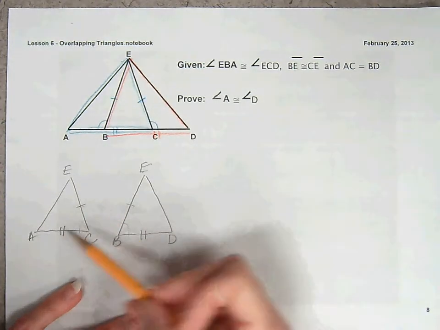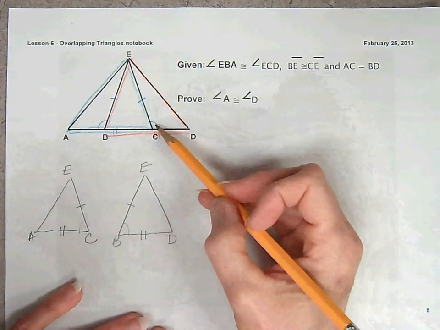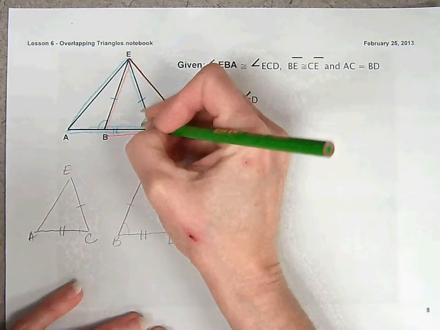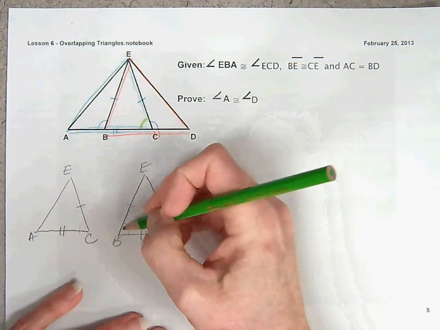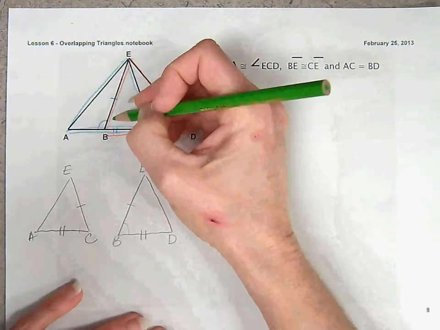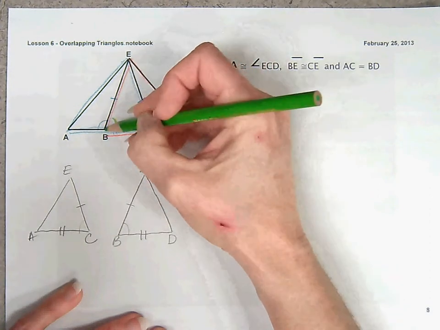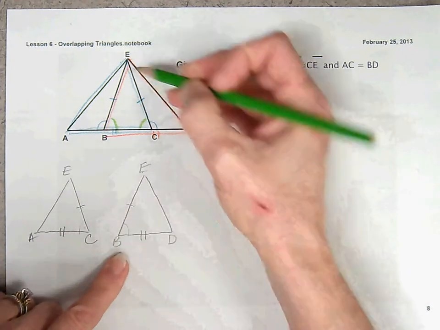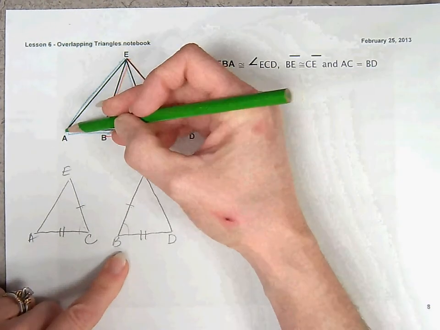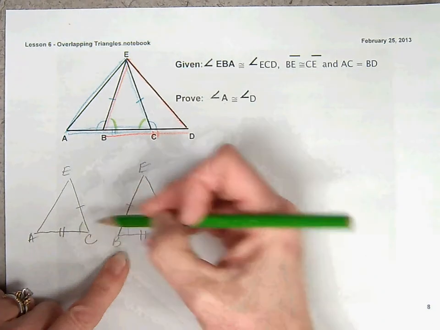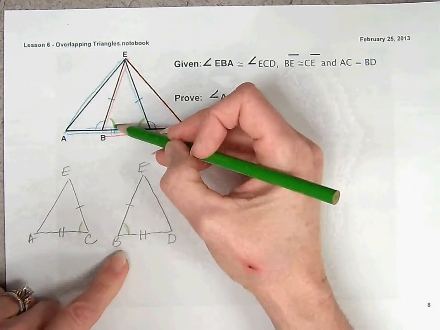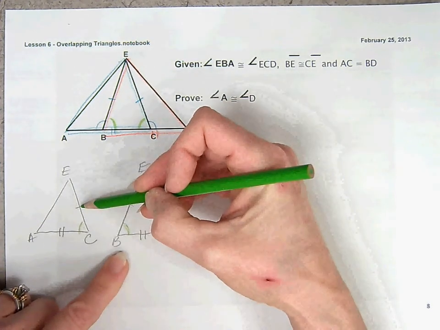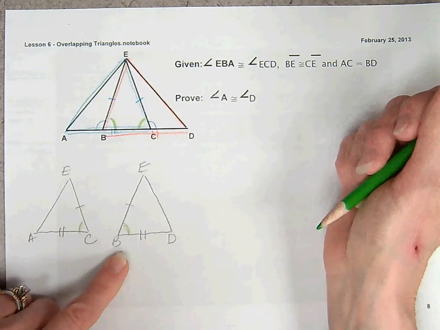Then we could use side angle side, right? Well, let's look at this. So that is actually this angle, this green angle, right? Here. And then this angle EBC, EBD, is this angle. So angle ECA is this angle, and this angle. Now, if we can figure out how to show that those two are congruent, then we'd have side, angle, side.